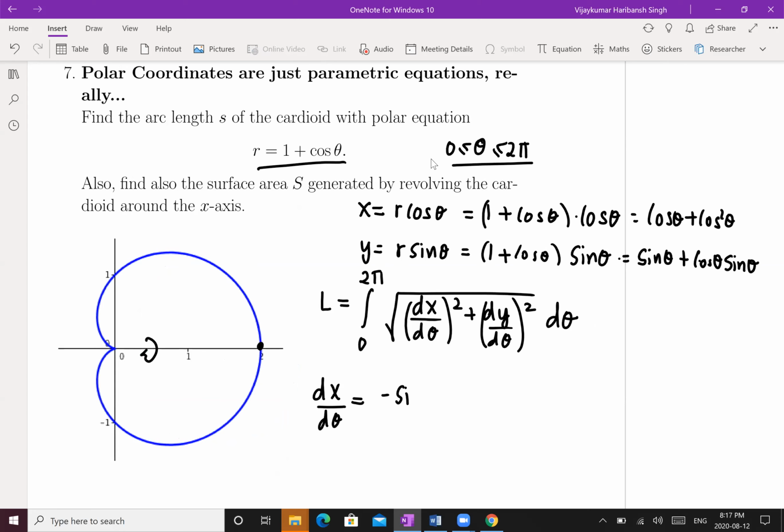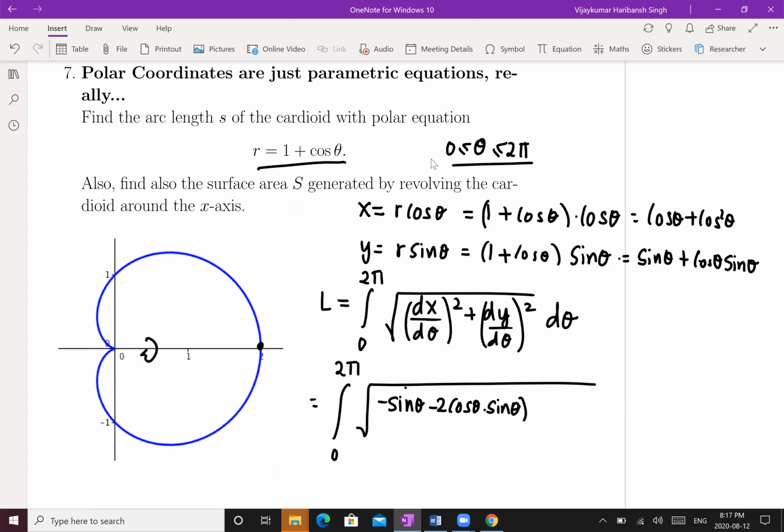So let's write it down directly in the equation. We have the integral from 0 to 2 pi, and dx by d theta is going to be, the derivative of cos theta is minus sine theta, minus 2 cos theta sine theta, the whole square. This is our dx by d theta. Similarly, dy by d theta is going to be cos theta.